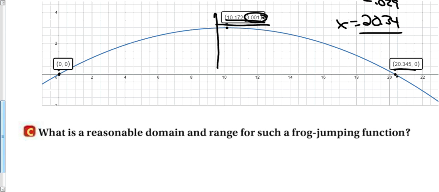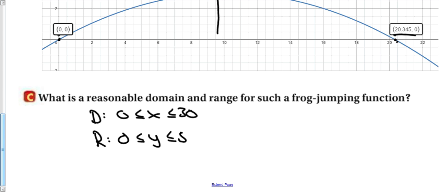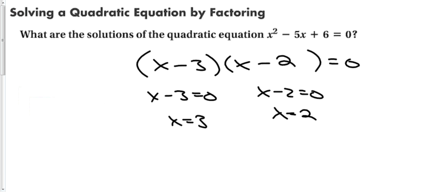Okay, but the reasonable domain then, let's say x is between 0 and 30, and my range y is between 0 and about 5. Okay, and that is quadratic equations. If you get nothing out of this, make sure you know how to factor a quadratic, set it equal to 0, and find the two different factors like in this example.